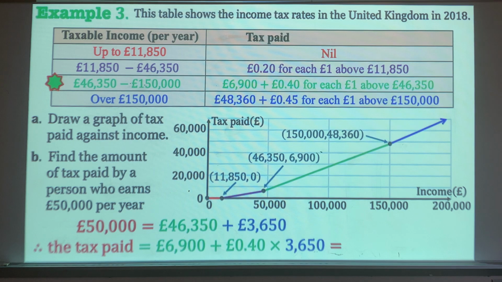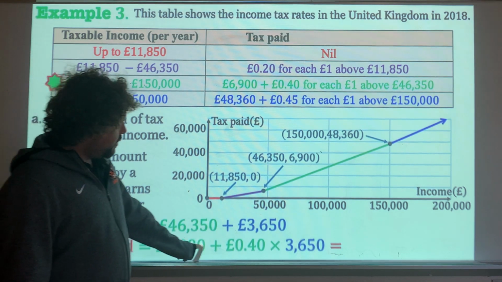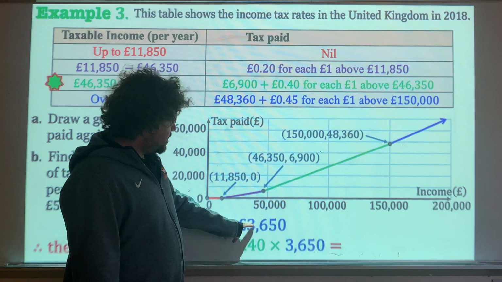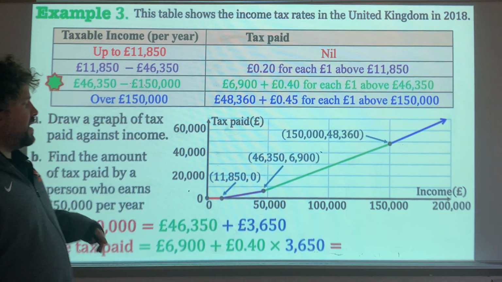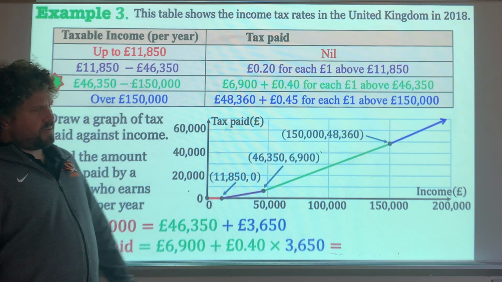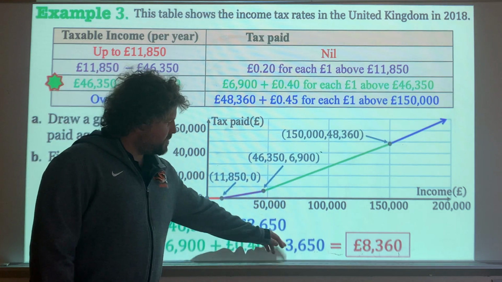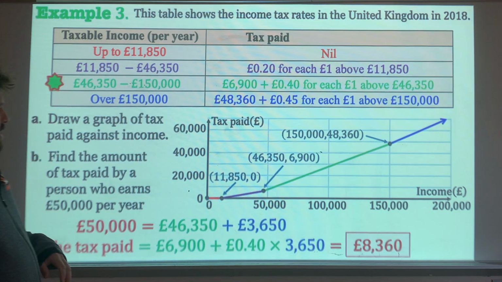Oh, 50,000 minus this amount is 3,650. So the tax paid is going to be your original 6,900, plus 40 pence times this amount, which is the difference between 50,000 and the amount you made. The way the book does it is they set it up algebraically, which I don't like. But I do this times this, multiply first, then add 6,900, and that means you paid 8,360 pounds. Right? That's not terrible. That's under 20%, less than what we all paid.